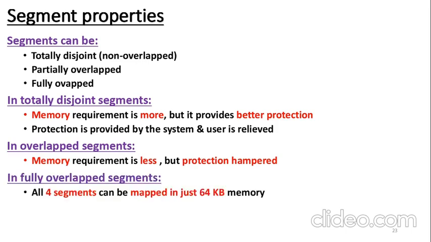What happens in case of fully overlapped segment? Fully overlapped segments, all the 4 segments can be mapped in just 64 kilobytes of memory space here. It means that one task requires only 64 kilobytes of memory. That is enough in case of fully overlapped segments in 8086 microprocessor.